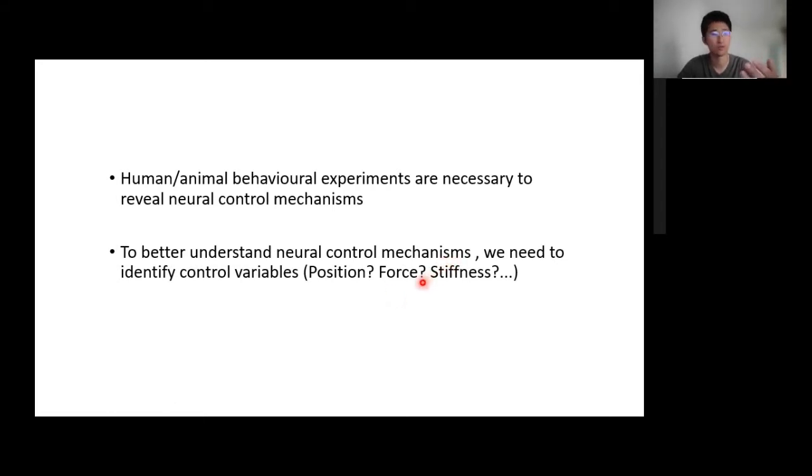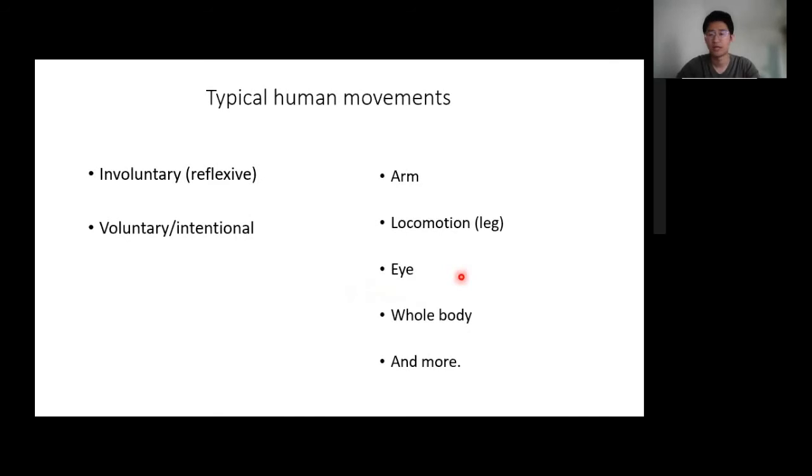So what is controlled? For example, in robots, you can say I control position, I control force, I control stiffness, and so on. But in humans, what is controlled? That is actually a very big question in the field. We will look at this later. And I want to quickly go through different types of human movements.